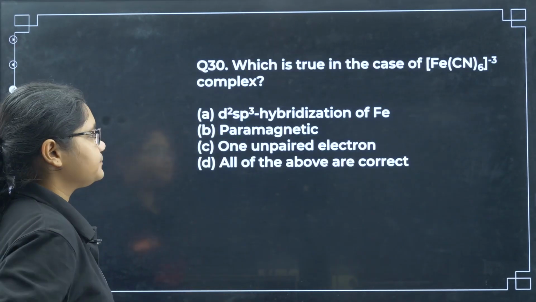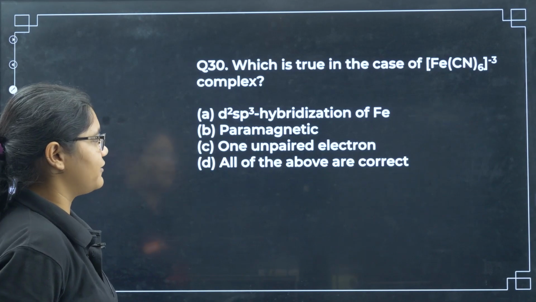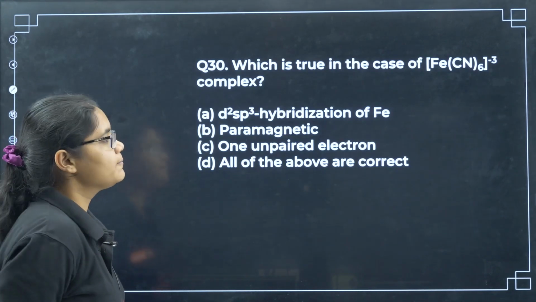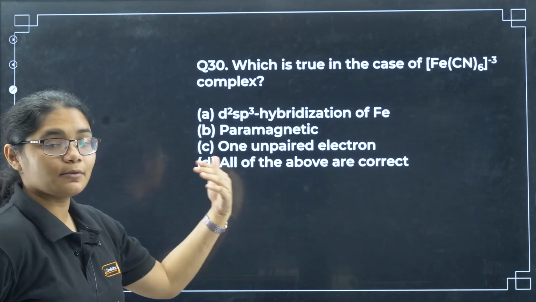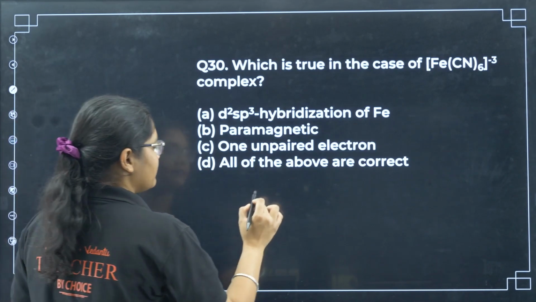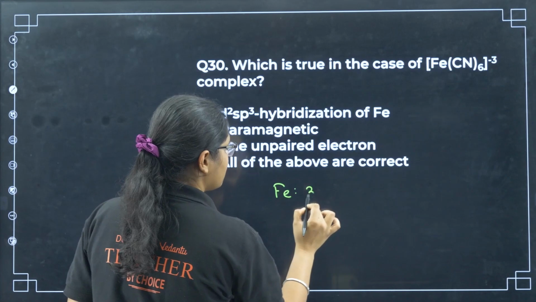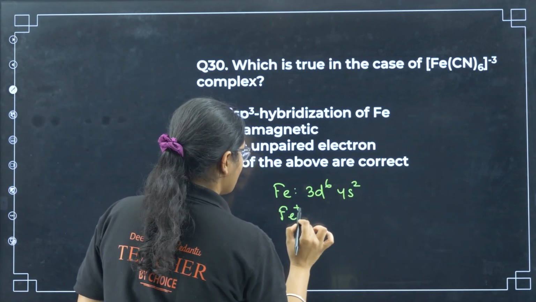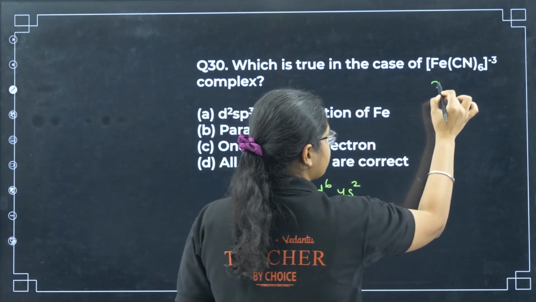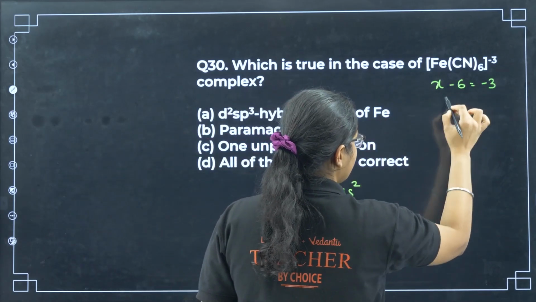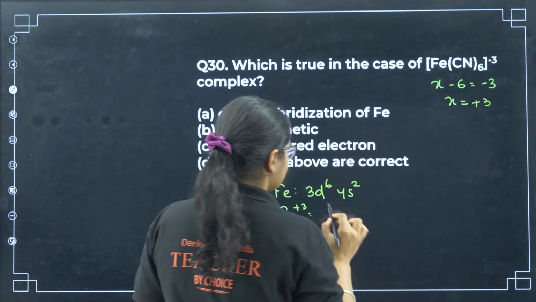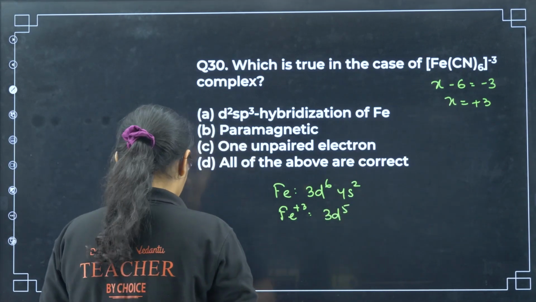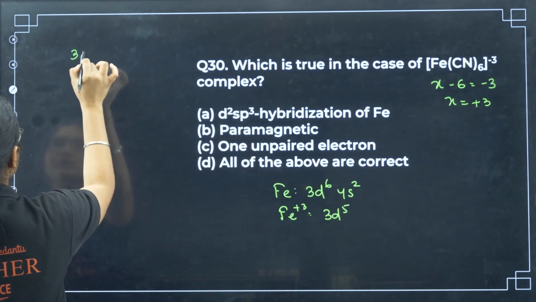Next, which is true in case of Fe(CN)6 3- complex. So for that you should be knowing the properties about the Fe(CN)6 complex. So Fe has an electronic configuration of 3d6 4s2. Now Fe3+ will have how much? You can see the oxidation state of Fe, X minus 6 is equal to -3, X is equal to +3. So if I remove 3 electrons, it will have 3d5 configuration.